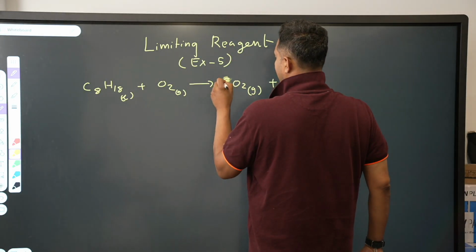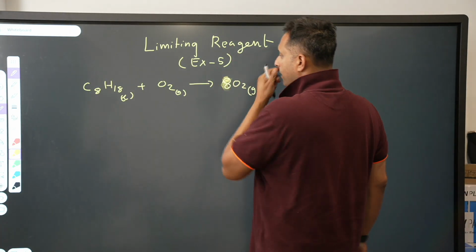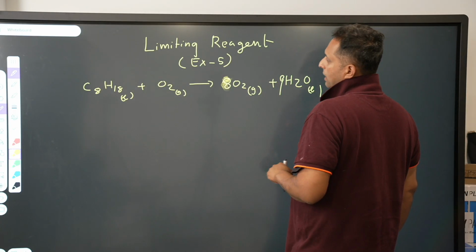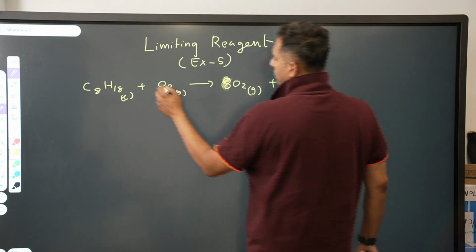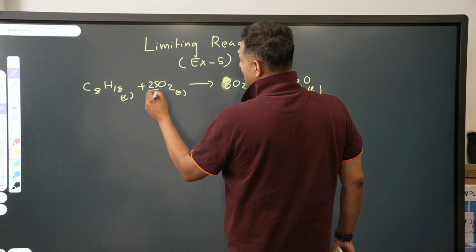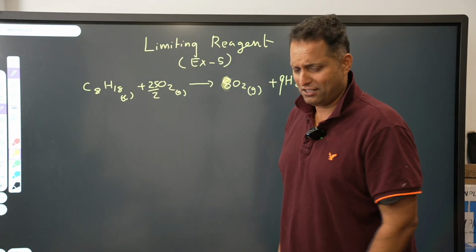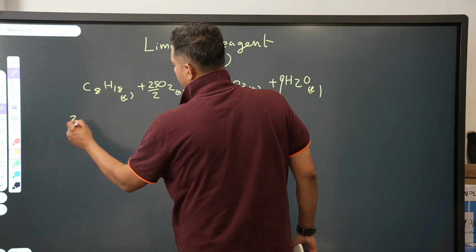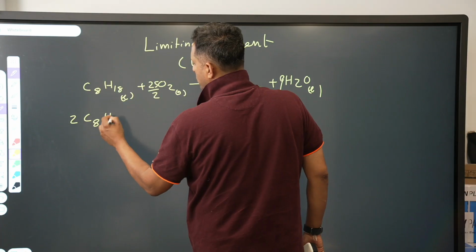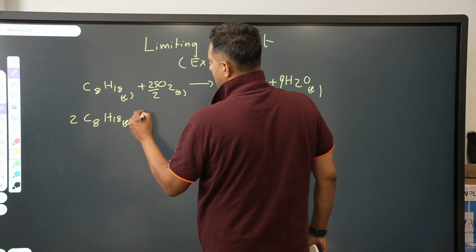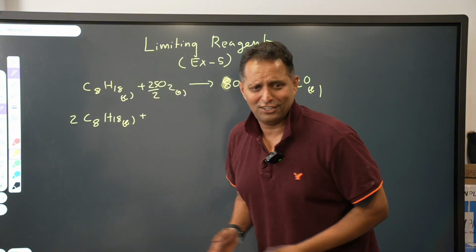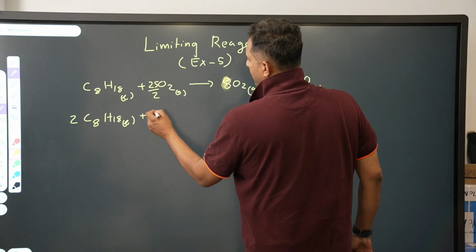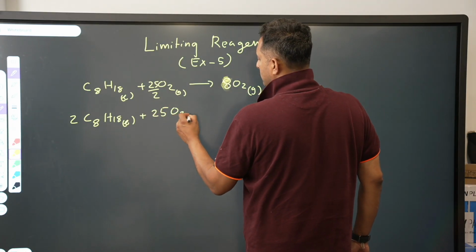Be patient. Okay, this is 8. Then 9 H2O goes here. Then 9 plus 25 over 2. My teacher hates fractions. If you have got a teacher who hates fractions, then multiply everything by 2. All right, C8H18, liquid. My teacher is allergic to fractions and decimals. Okay, 25 over 2.